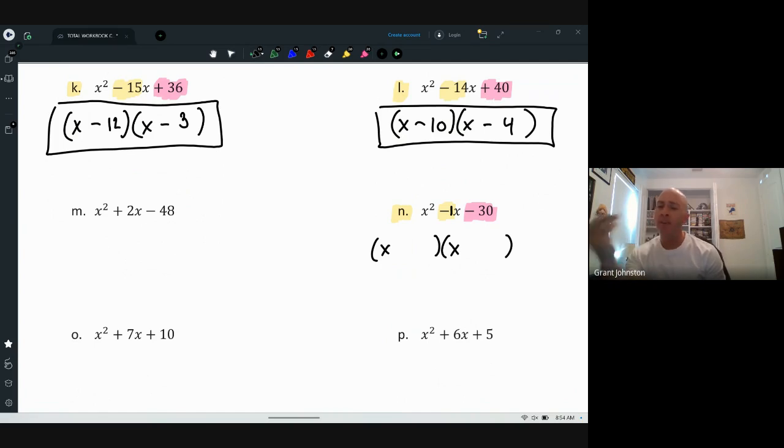One of them is going to have to be positive, one's going to have to be negative, right? Because it multiplies to negative 30. So you think about it. What multiplies to 30? 2 and 15. That's not going to get me to a negative 1 when I add. 3 and 10. 3 times 10 is 30, right? But that's not going to get me to a negative 1. What about 5 times 6? If I do a negative 6 and a positive 5, negative 6 times 5 is negative 30. And negative 6 plus 5 is negative 1.